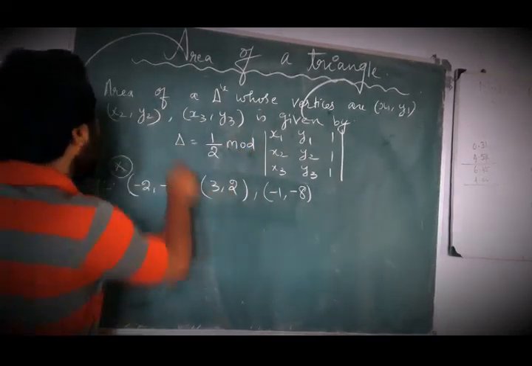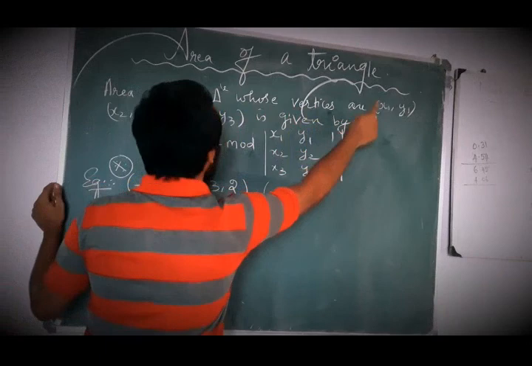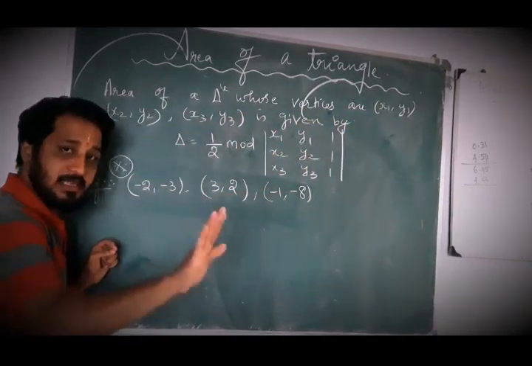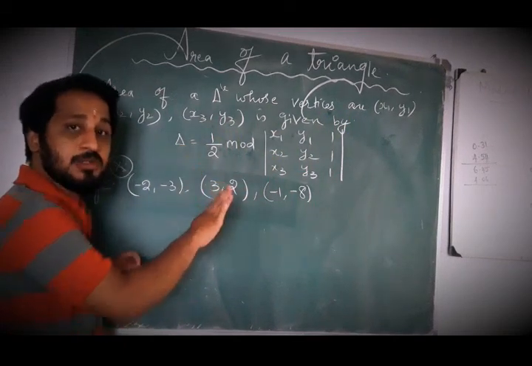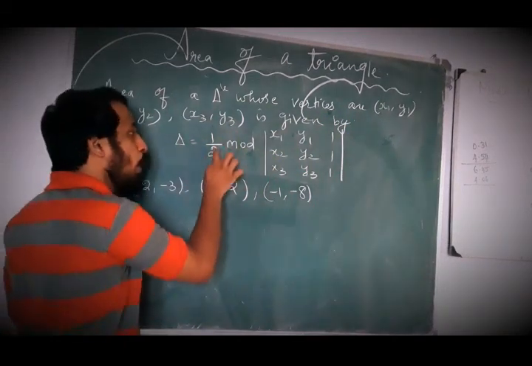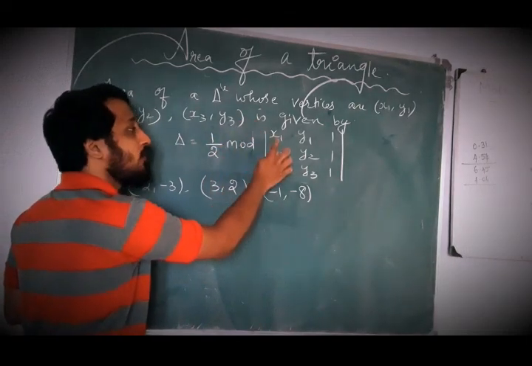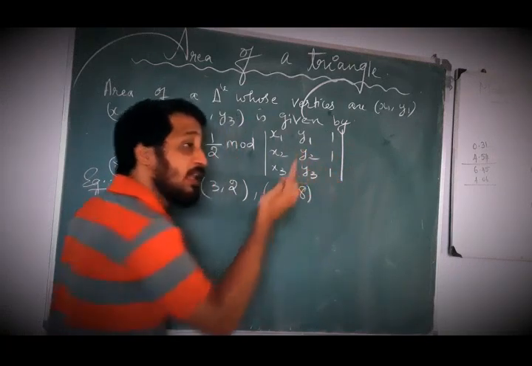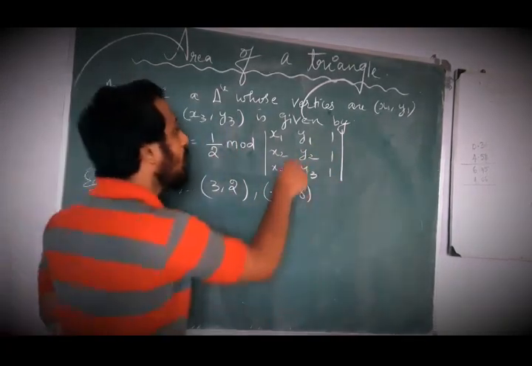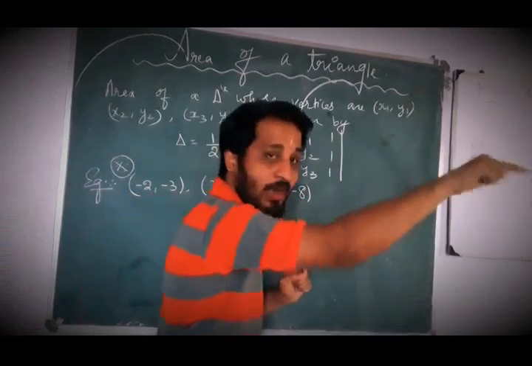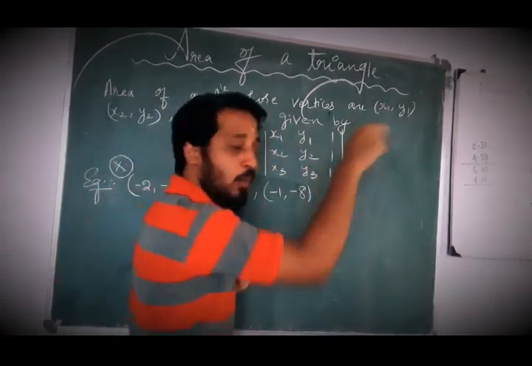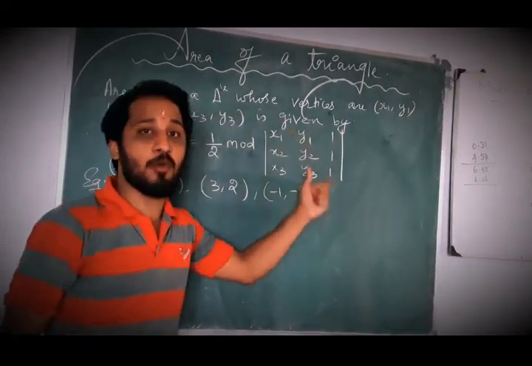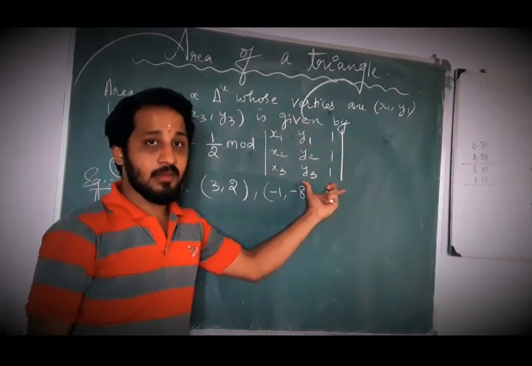Is it clear? So the area of the triangle whose vertices are x1, y1, z1 and x2, y2, z2 and x3, y3, z3 is given by delta is equal to, that means here also we are finding the determinant, 1 by 2 into modulus of x1, y1, 1, x2, y2, 1, x3, y3, 1. If it is three-dimensional geometry, you will get x1, y1, z1, 1, x2, y2, z2, 1, x3, y3, z3, 1. Is it clear? That means you will get a 4 by 4 matrix. Is it clear to everyone?